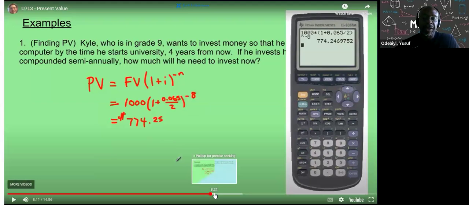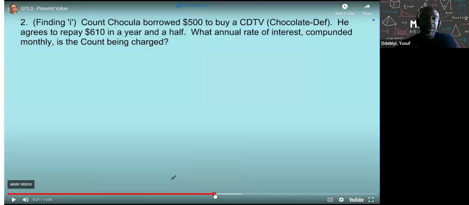Okay, so let's go to another example. Here's another example where you're trying to find I. So now this is a little complicated. You're trying to find I, your interest. So you may have to do some manipulation with the formula.